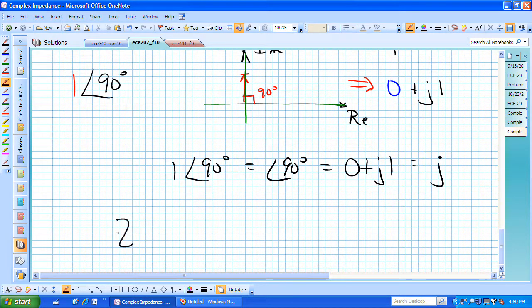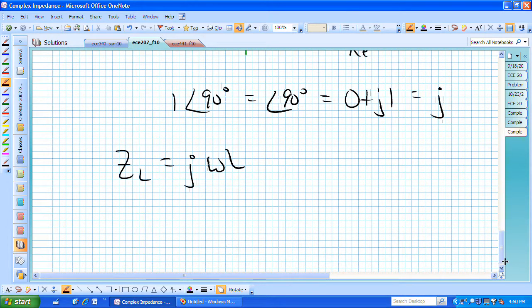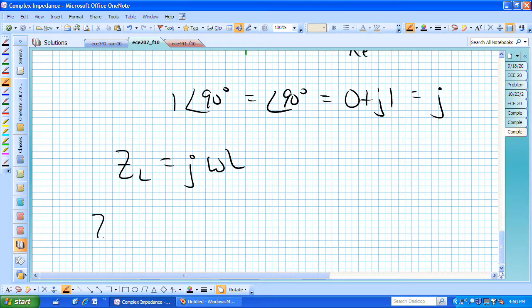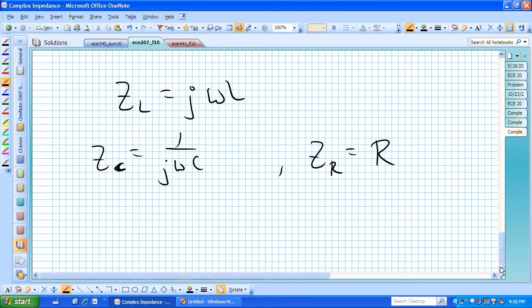Using that, we find that the inductor impedance is J omega L, and I think you can similarly derive the relationship that Z sub C is 1 over J omega C for the impedance of a capacitor, and Z sub R is simply R, because a resistor does not have any time or differential relationship between its current and voltage.